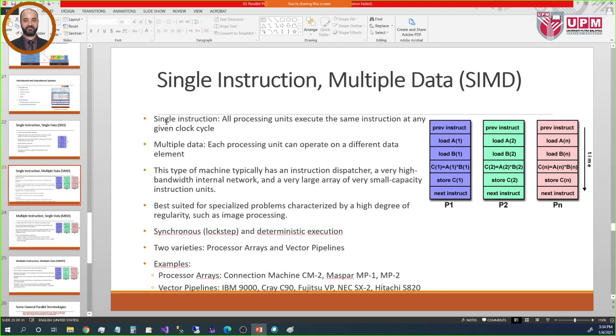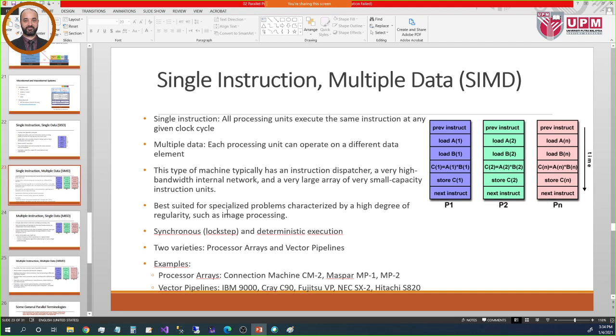Then SIMD. Actually, this one is a recap of what we covered in the previous section. So here you can go through it: single instruction, all processing units execute the same instruction at any given clock cycle. Multiple data, each processing unit can operate on a different data element. This type of machine typically has an instruction dispatcher, a very high bandwidth internal network, and a very large array of very small capacity instruction units.